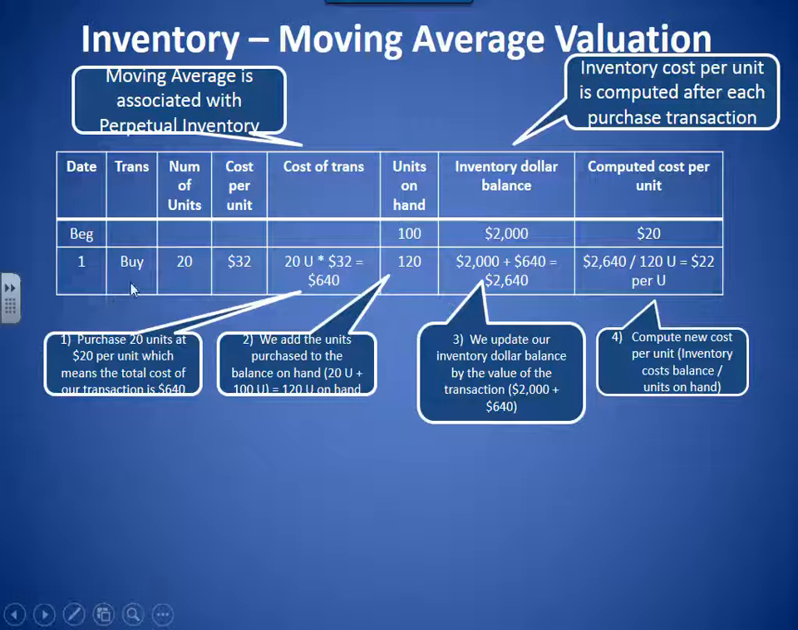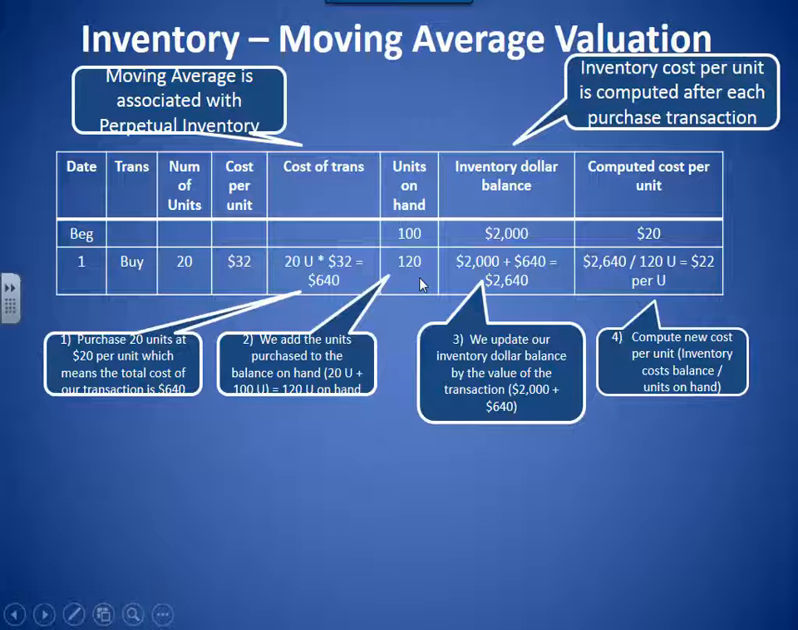Now let's take a look at date number 1. In this case, the transaction is we're purchasing 20 units. The cost per unit to purchase this is $32 a unit. So we take our 20 units times $32, which means our transaction total is $640. Now we move on to units on hand. We add the units purchased to the balance on hand: the 20 units that we purchased plus 100 units previously. So now we have 120 units on hand.